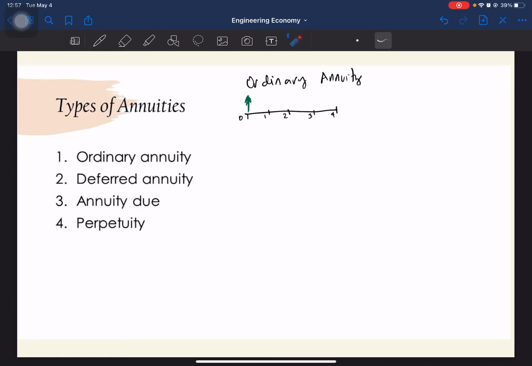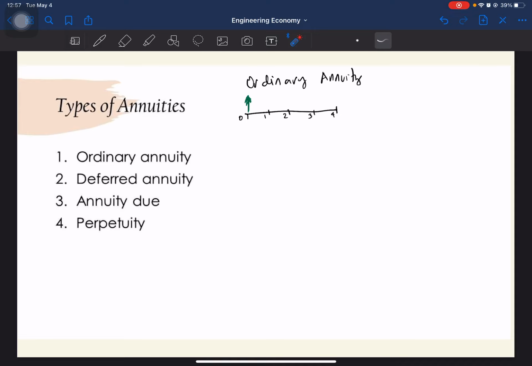Okay? So ulit ha, this is the first year. This is the beginning and this is the end of first year. This is the second year, beginning and end of second year. This is the third year. This is the beginning of third year and end of third year. And this is the fourth year. This is the beginning and end of fourth year.